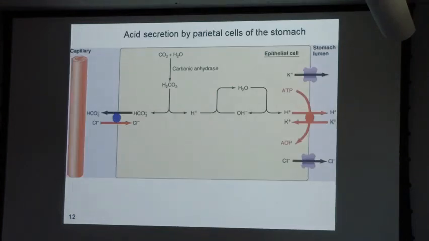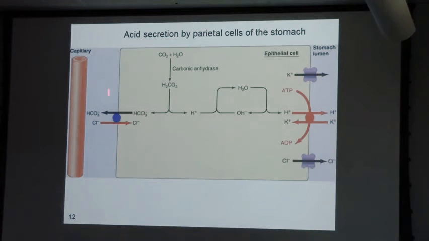Acid. This is key. This is one of the two most important jobs of the stomach, to secrete acid. Parietal cells are the cells that do this. Here is how they do this. Carbonic anhydrase is essential, again, to turn carbon dioxide into carbonic acid inside the cells. So there's carbonic acid inside the cells, made by carbonic anhydrase from the CO2 that's everywhere. 40 millimeters of mercury of CO2 is everywhere. Carbonic acid dissociates into protons and bicarbonate.